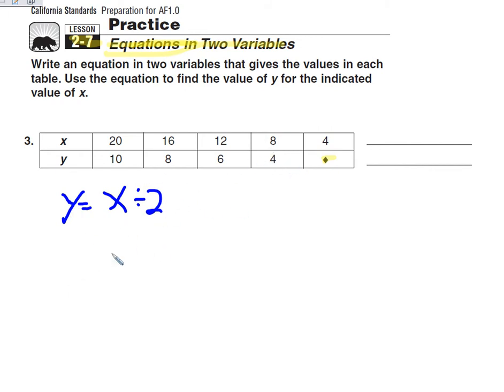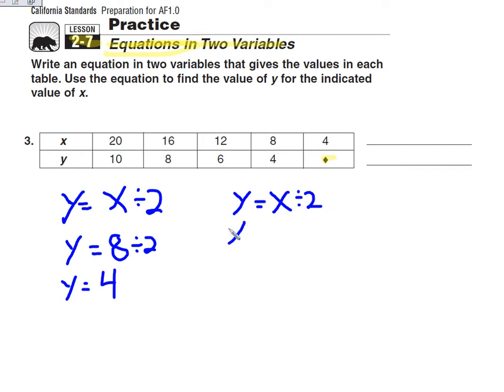So let's say, what's y if x is 8? 8 divided by 2 equals 4. So y equals 4. That works for that one, and I can test it for each of those if I wanted to. Now let's find our missing number. We have y equals whatever x is divided by 2. In this case, y equals 4 divided by 2. y equals 2. So the missing number is 2.